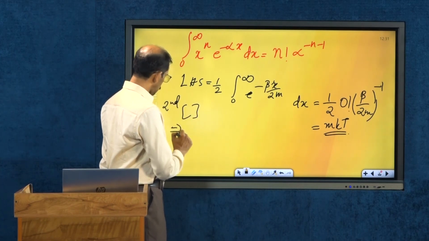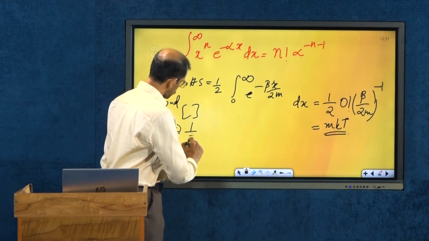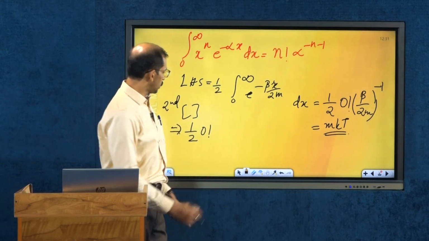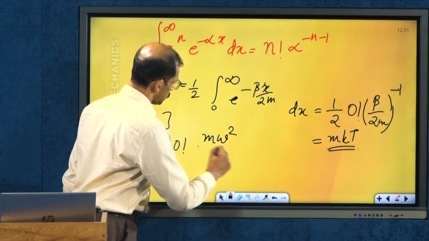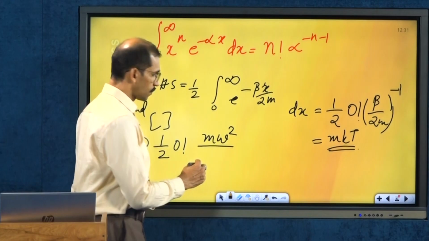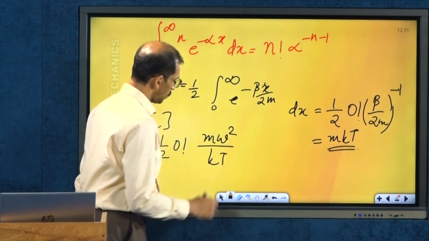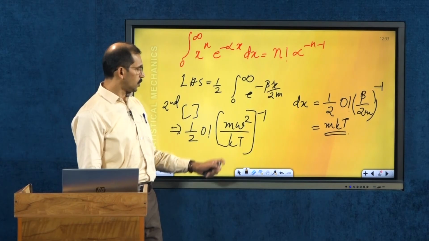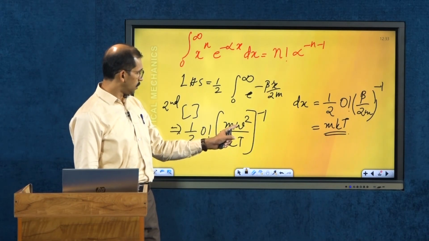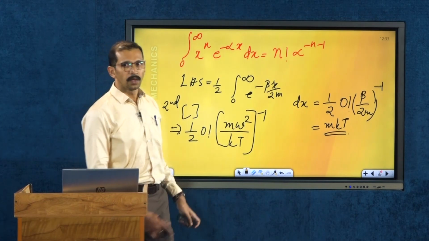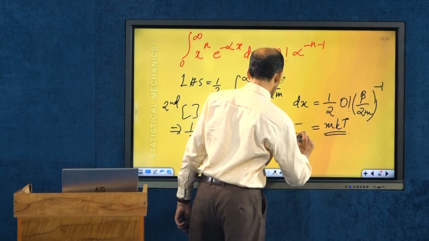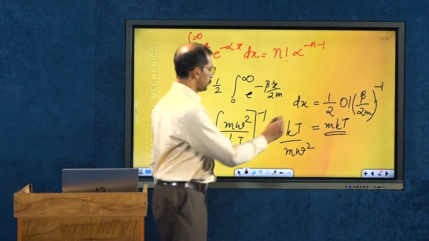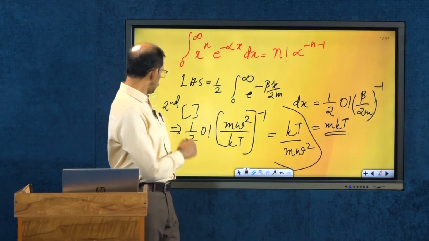If I substitute this integral, I can write the second square bracket factor as equal to half 0 factorial. That was m omega squared k squared. Therefore, I can write m omega squared by kt, right, m omega squared by kt raised to minus 1. So, we have this expression, and then we can simplify that as equal to kt by m omega squared, right. So, this is the expression for our quantity in the second bracket.